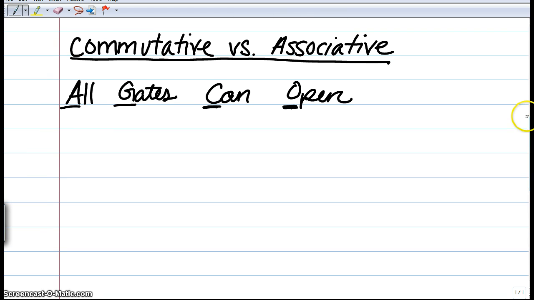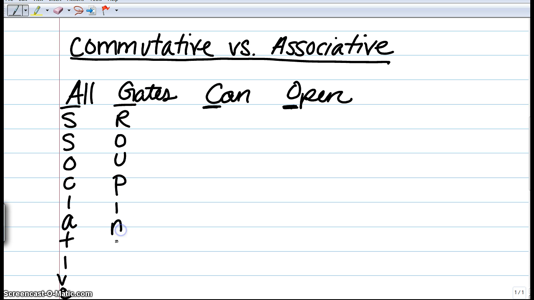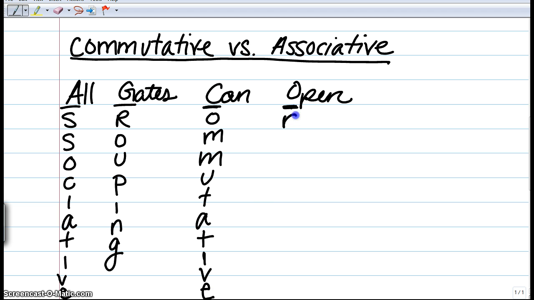So associative stands for A, or A stands for associative. And associative deals with grouping. That means whatever you're grouping in parentheses is changing. C stands for commutative. And that deals with order.